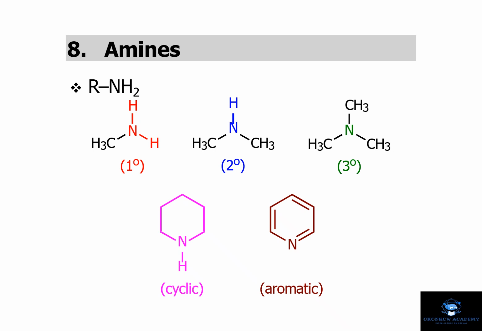Amines are Lewis bases. The nitrogen lone pair is available to donate to an acid. Cyclic amines like pyrrolidine and aromatic amines like aniline are also important structural types. You should also know that tertiary amine means three groups on the nitrogen, not three carbons away from nitrogen. So that can be a confusion. You have to take note of that.